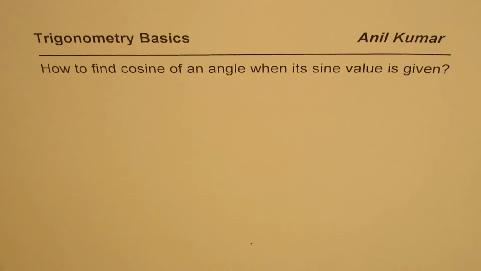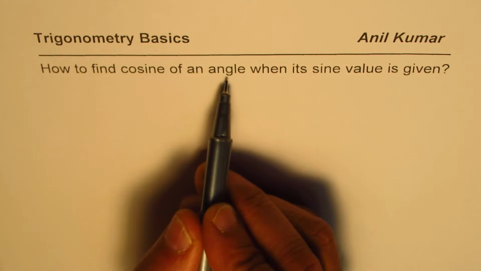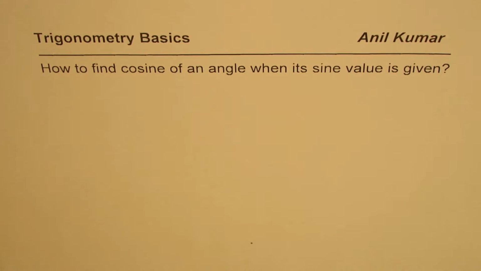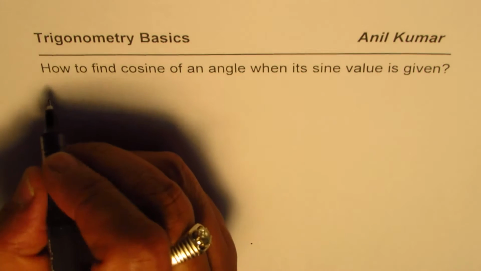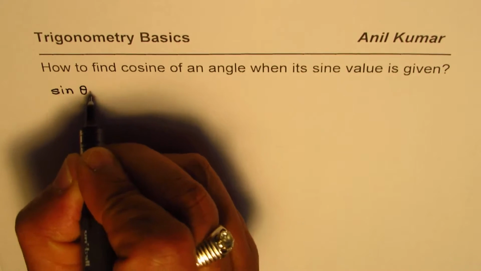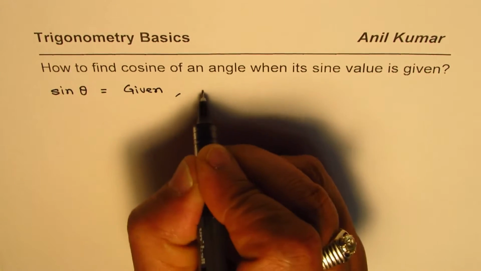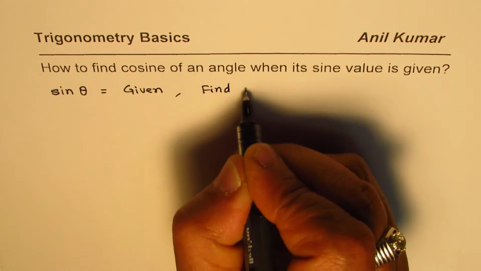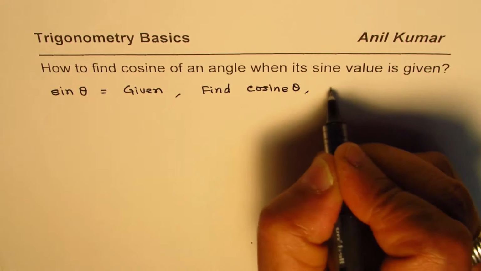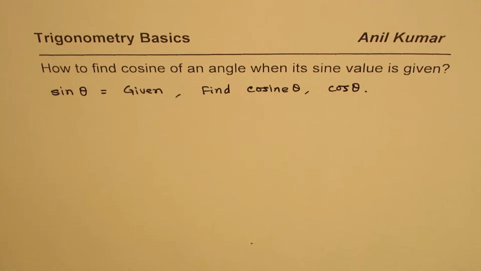The question here is how to find cosine of an angle when its sine value is given to us, right? So the question very clearly is that let us say we have angle theta. We are given sine theta. And the question is, find cosine theta, right? Normally we'll write this as cos theta. So that is the question for us. How do you do it?